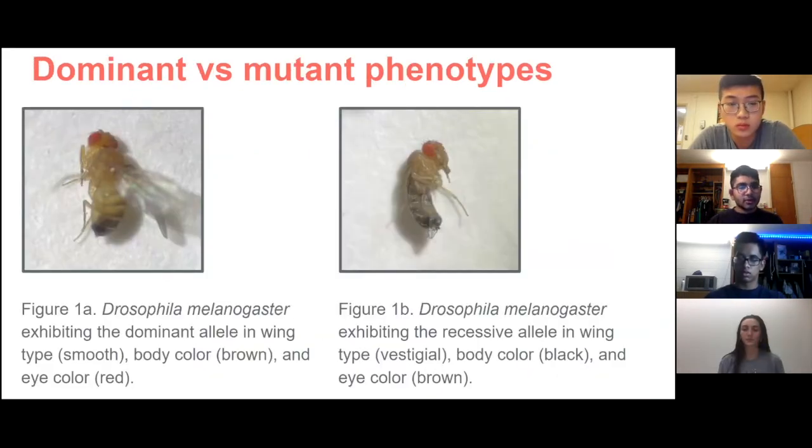Okay, so now on this slide, we're looking at 2 pictures of fruit flies that we etherized and analyzed ourselves on the index card and with the microscope. So on the left, we have figure 1A, Drosophila melanogaster exhibiting all dominant alleles. So that basically means smooth wing type, brown body, and red eyes. And in the other figure, figure 1B, we have a fruit fly that, on the other hand, exhibits all recessive alleles. So vestigial wing type, black body, and brown eye color.